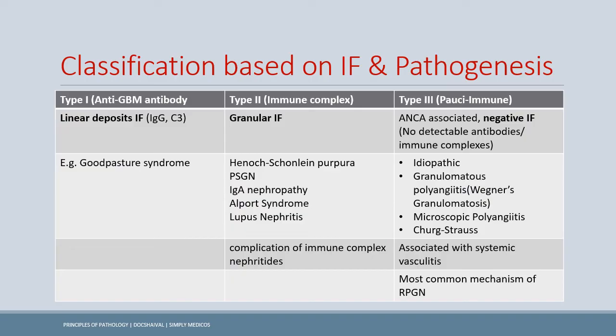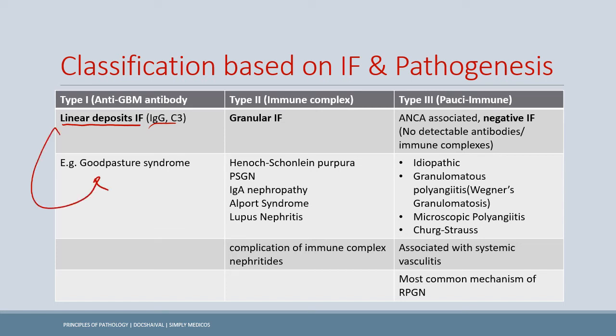Okay, now the classification of the RPGN is based on the immunofluorescence pattern. The first one, type 1, is the antibody mediated mechanism, and that would cause the linear type of immunofluorescence, and those are formed by deposits of IgG or C3 against the normal glomerular basement membrane structures, and that would form a linear pattern, and the example we have seen is Goodpasture syndrome.